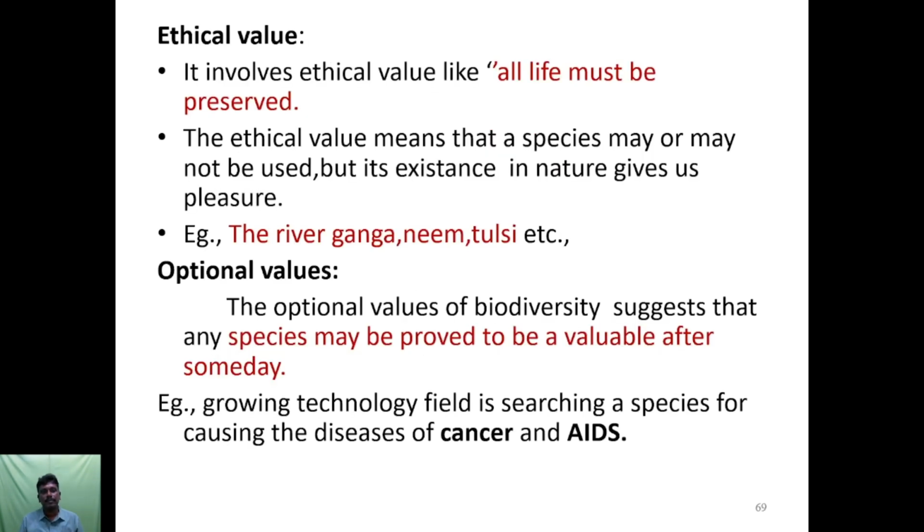Then ethical value. It involves ethical value like all life must be preserved. The ethical value means that a species may or may not be used, but its existence in nature gives us pleasure. For example, river Ganga, neem, tulasi, etc. Optional values. The optional values of biodiversity suggest that any species may prove to be valuable some day. For example, growing technology fields are searching for species for curing diseases like cancer and AIDS.